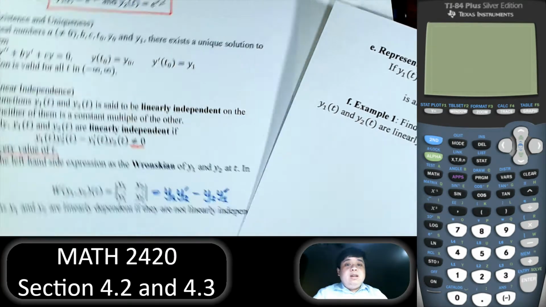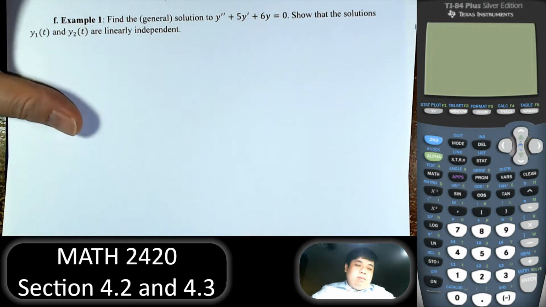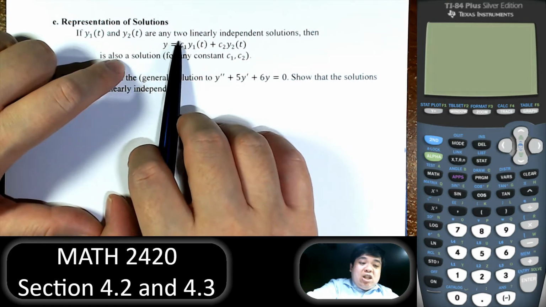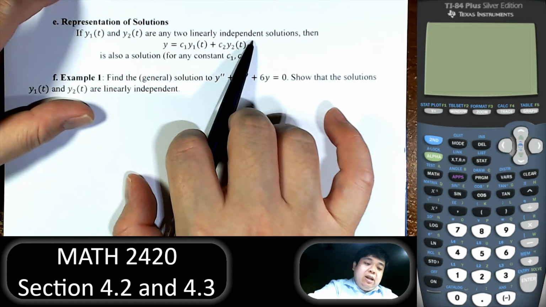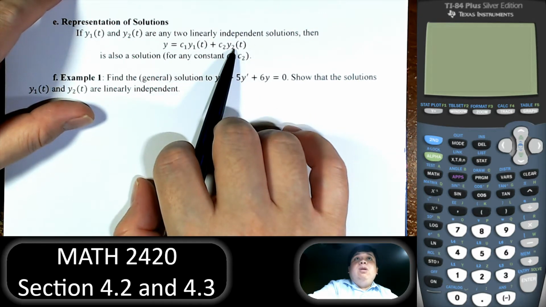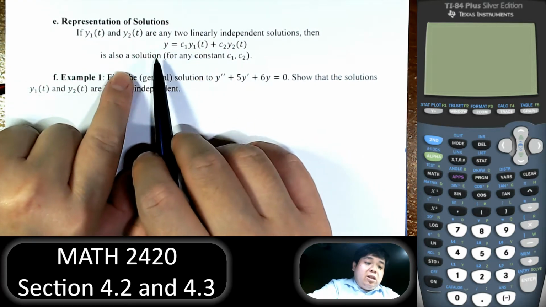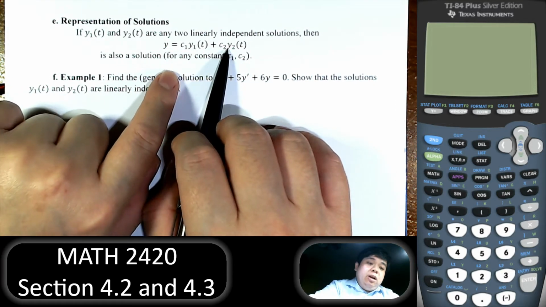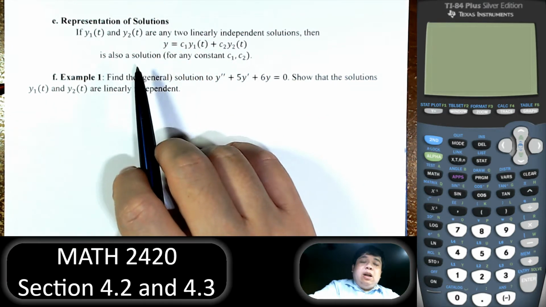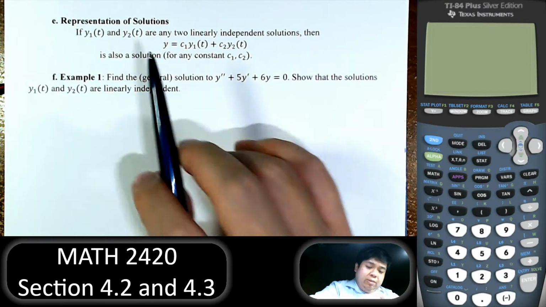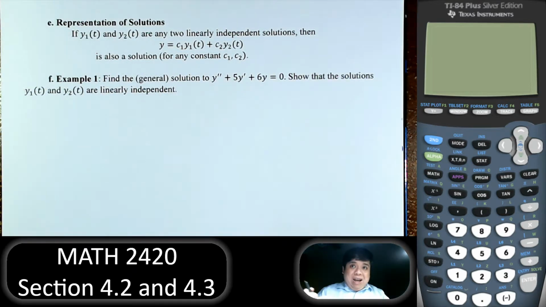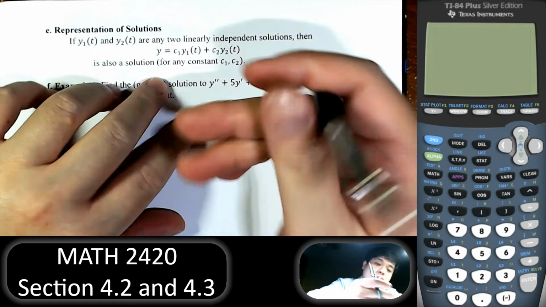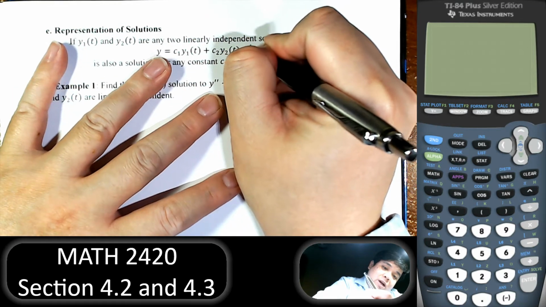Of course, we get back to this. But now how do we write the solution? It says that if y1 of t and y2 of t are any two linearly independent solutions, then a constant c1 and a constant c2 multiplied to y1 and y2 is a solution. Later on we call this a complementary solution. But what I will mention a lot is that the right hand side here is a linear combination of y1 and y2.